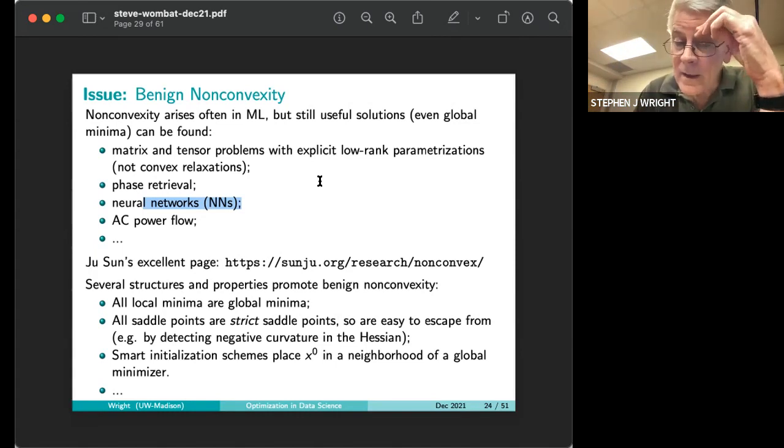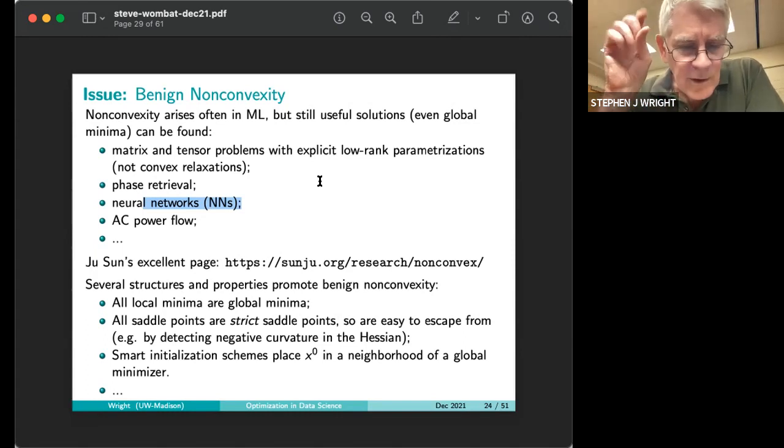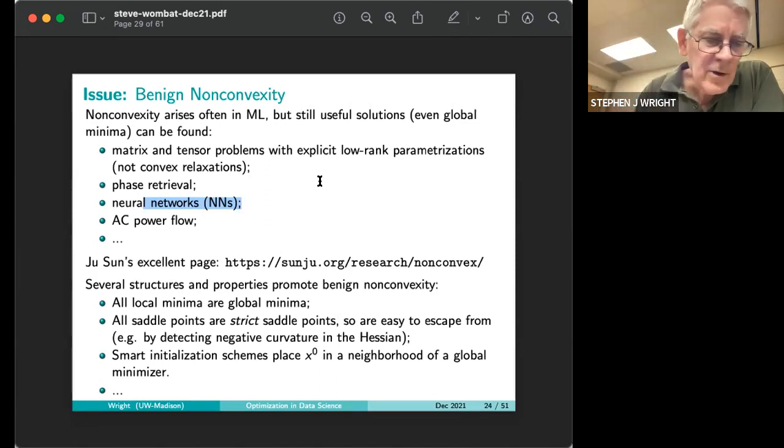And I'm not going to get into the details of what properties these problems have, except that there's a list of 5 or 6 common properties that you can prove about certain instances of these problems that give rise to this benignness. Each of these applications typically has 1 or 2 of these properties. They don't have all of them.